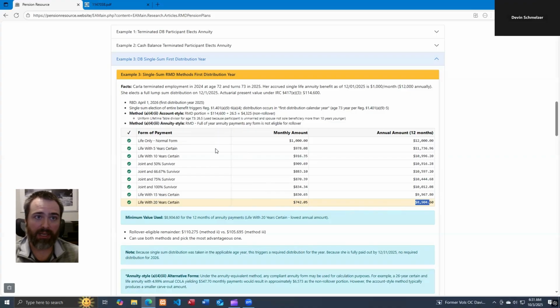Between the two methods, the account balance and annuity methods, you can pick the most advantageous one, or you can do what I did here, which is just use the lesser of the two methods for calculating how much is not eligible for rollover.